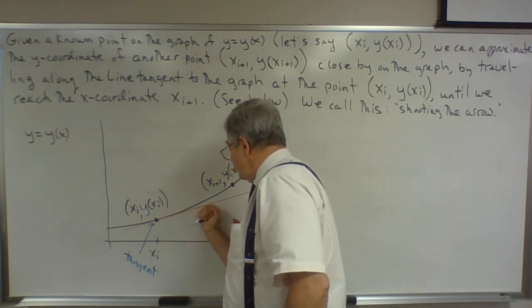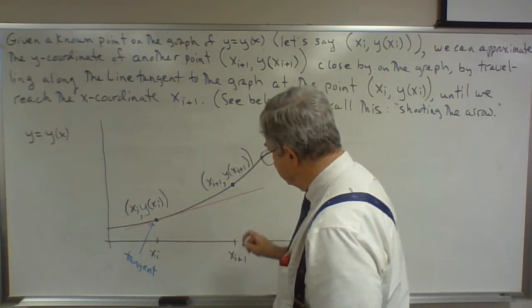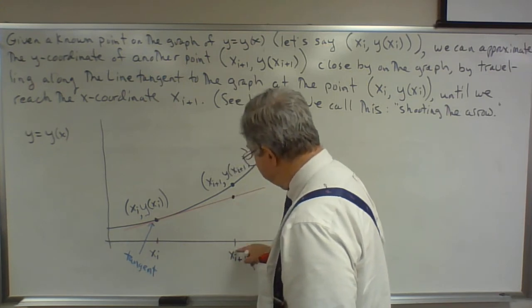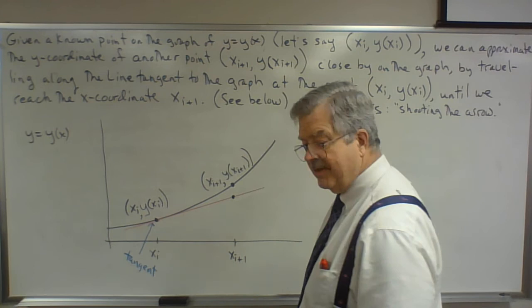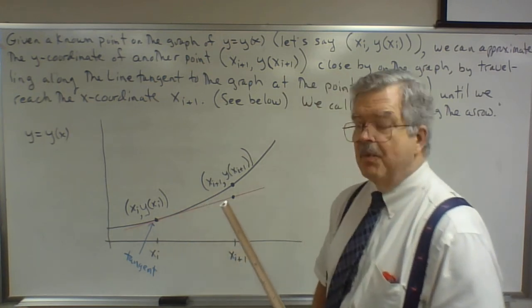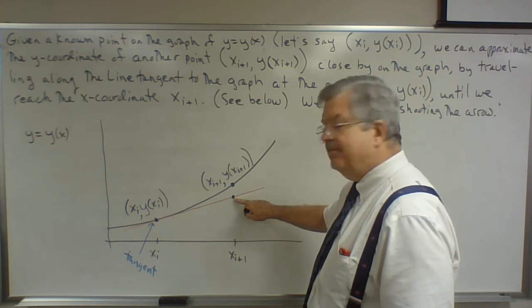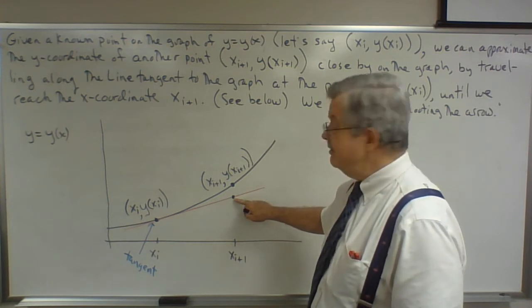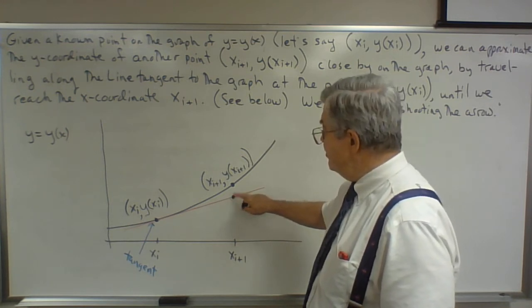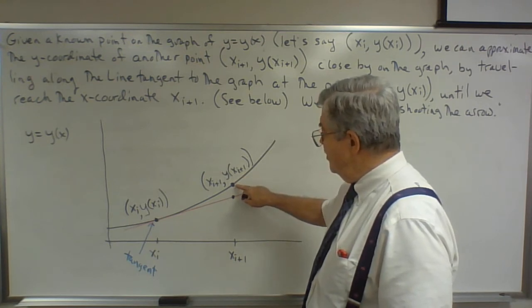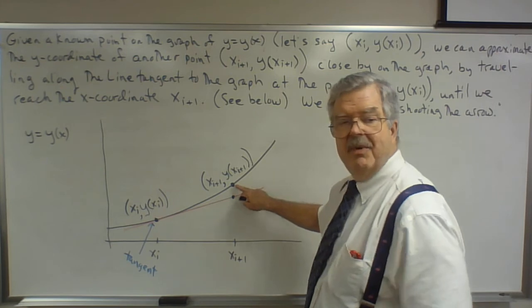So we travel along this tangent until we reach x sub i plus 1. And guess what? The y coordinate of this point on the tangent is going to be our approximation for the y coordinate on the graph of y equals y of x.